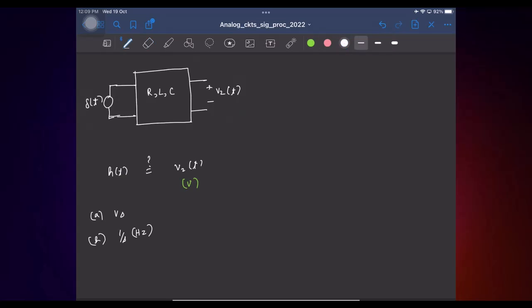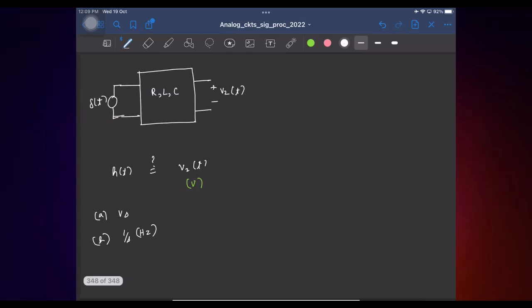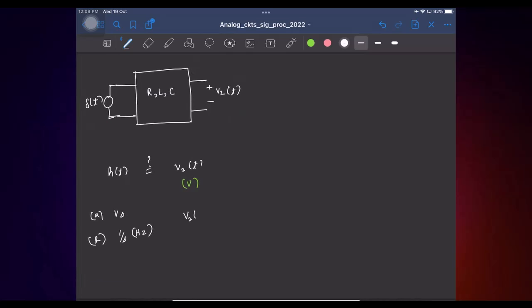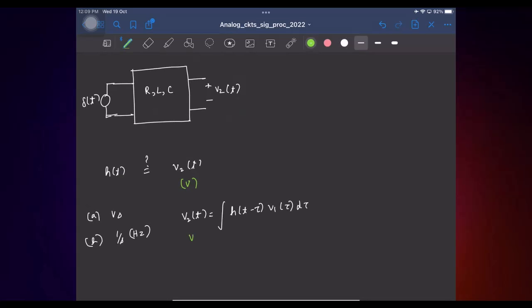The whole point of having the impulse response, what does impulse response help you find? Impulse response helps you find the response to any arbitrary input, right? So, input is say v1 of t, my output will be the integral of h of t minus tau. This is fine. I know v1 has units of volt, v2 has units of volt, and the integral has units of second. So what should h be? This should be hertz.